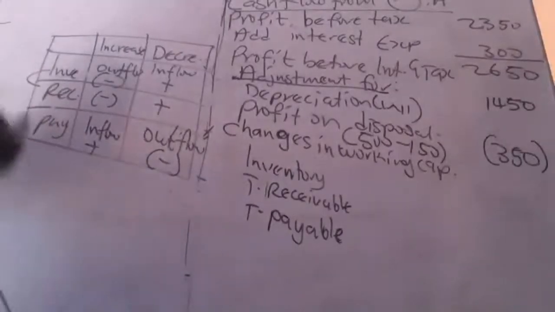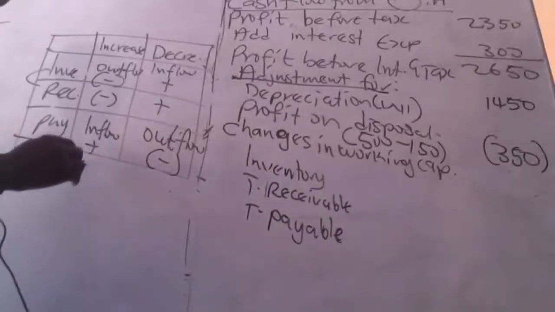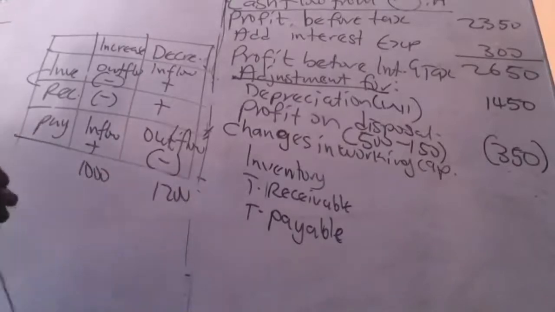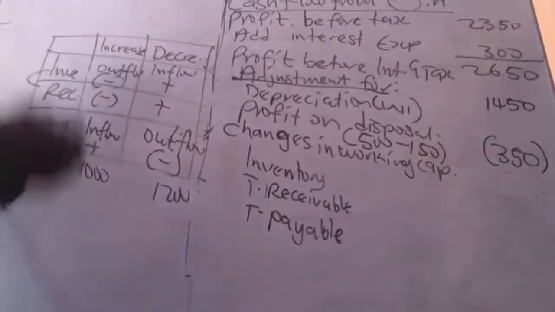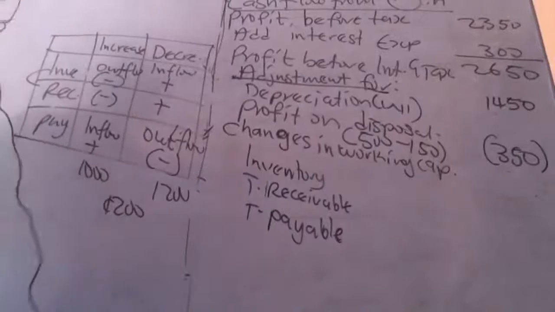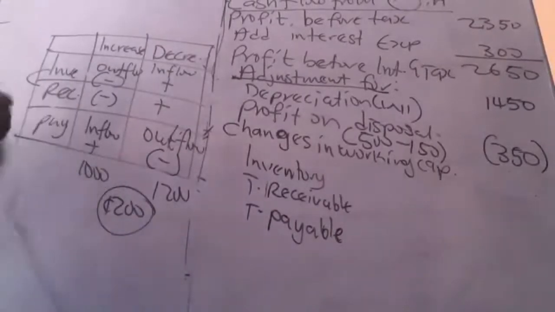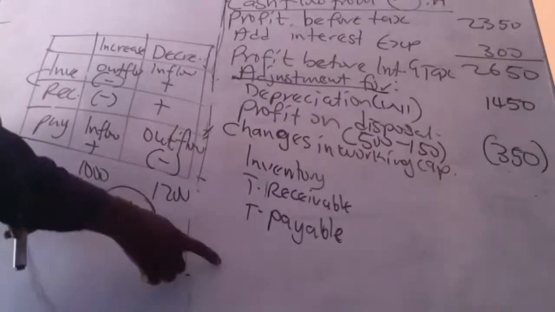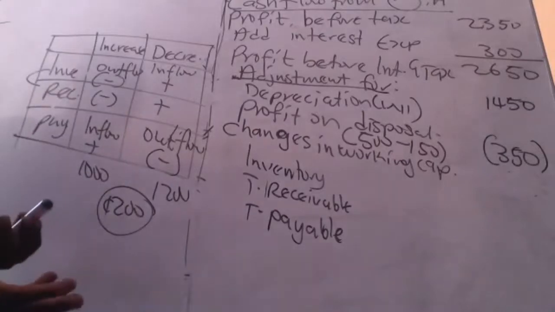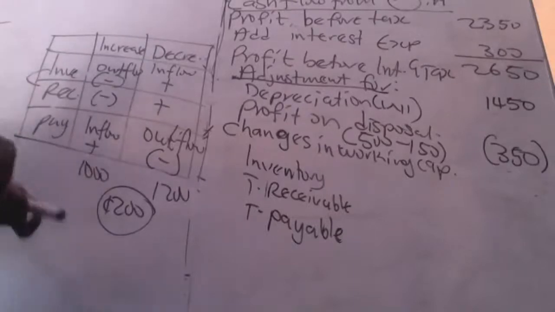Payable, people that you owe, you purchase on credit. At the start of the year, the payable figure is 1,000 Ghana cedis. At the end, it's 1,200. It means that during the year, you've purchased additional goods costing 200 Ghana cedis that you have not paid. So you have taken the goods. You're supposed to give them the cash, but that cash is still with you. That 200 Ghana cedis is still with you because it's not paid. The cash has not moved.